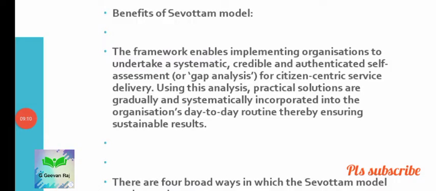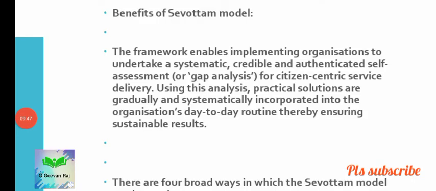So, under this Sevattom framework, the implementing organization will be able to take a systematic, credible and honest self-assessment for assessing the quality of their service towards the citizen. So, they should be systematically and honestly evaluated about their performance. Using this analysis, we will be able to make practical solutions for the errors or the defects in our service delivery and improve our performance in the future.